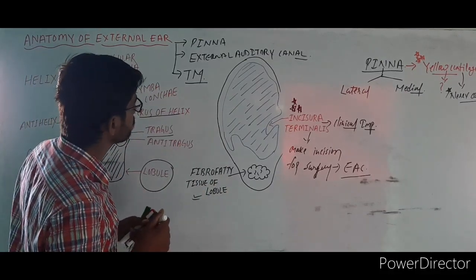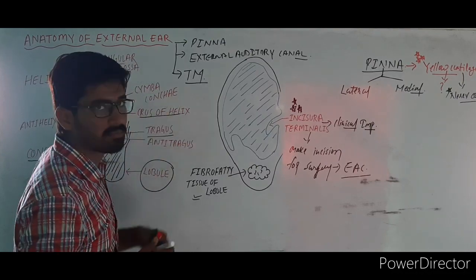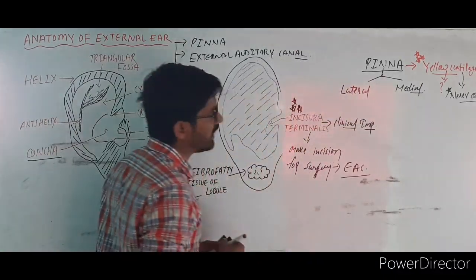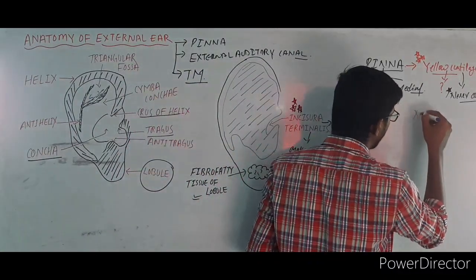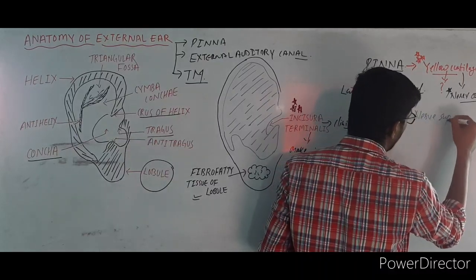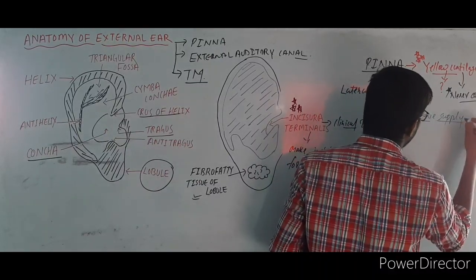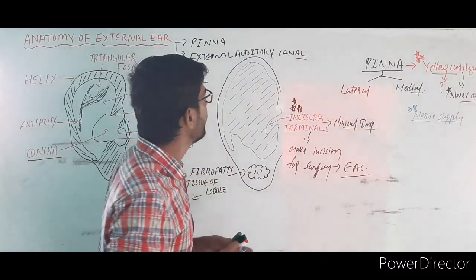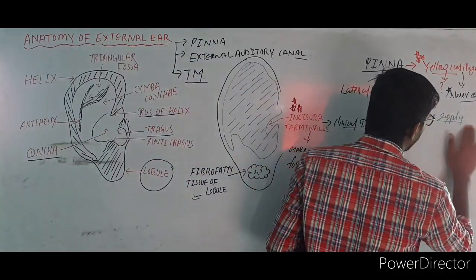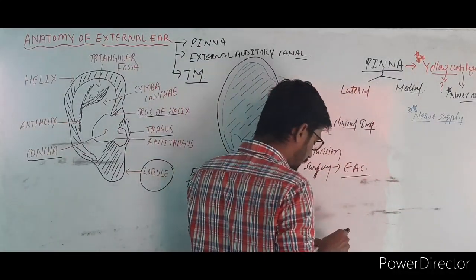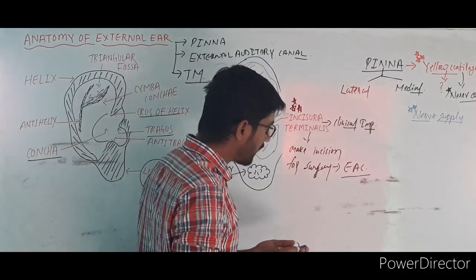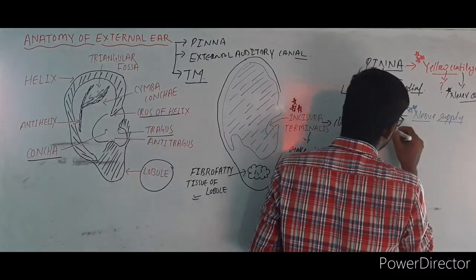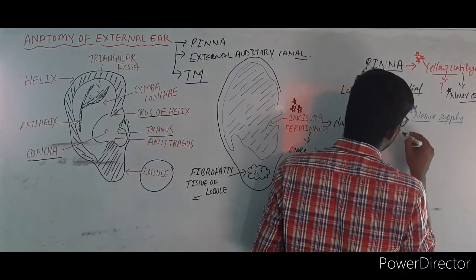And what is the importance of the pinna? Before going on to that topic, the nerve supply of the pinna is important. The examiner can ask in the viva, what is the nerve supply of the pinna? It is also important for the theory exam. So I want to tell you in order: first of all, in the lateral surface.